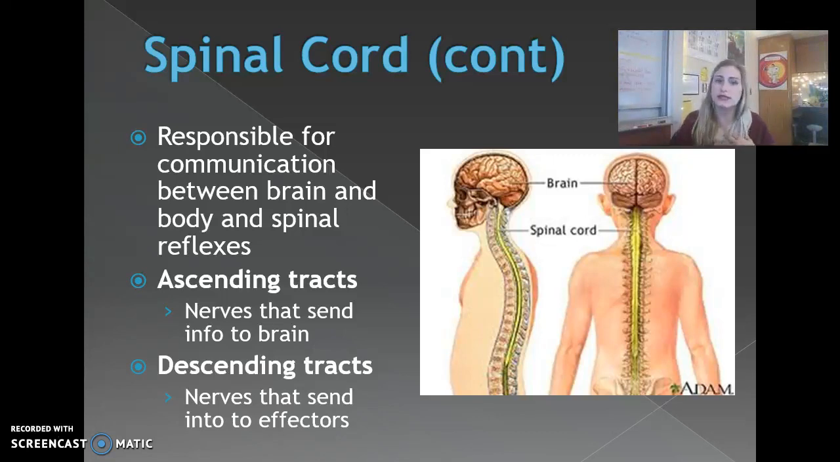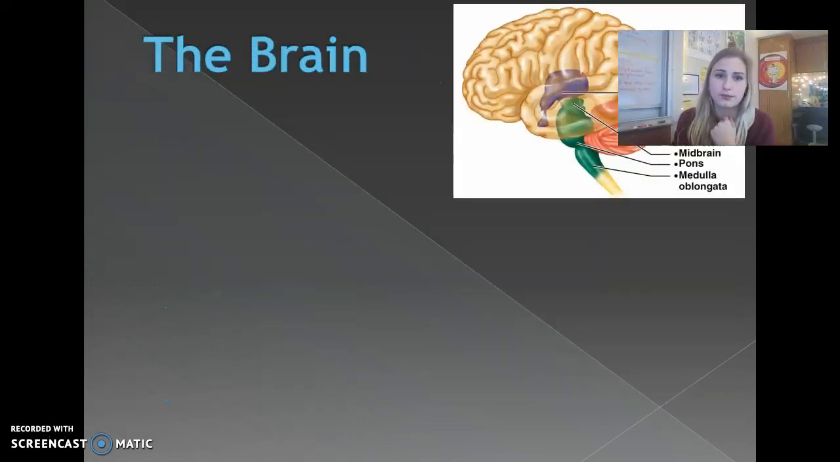So the sensory, the ascending track, is going to be what tells my brain, you're stepping on a nail, don't do this anymore. And the descending track is going to pull my muscles up so then I don't put all of my weight on the nail.